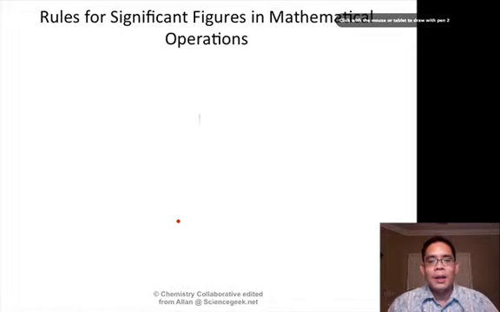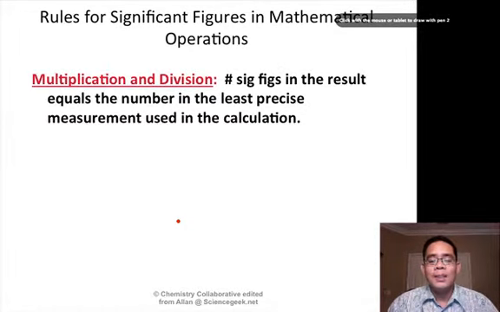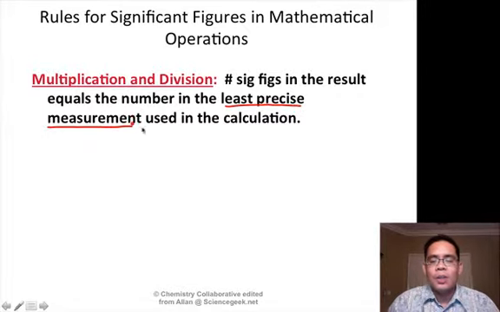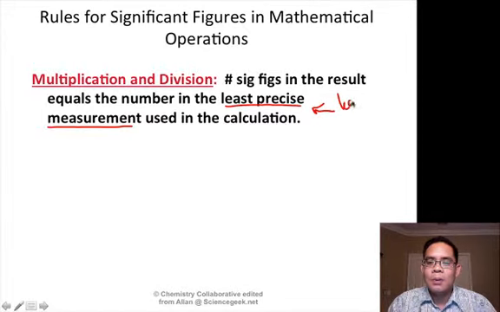We'll start with multiplication and division because this is actually the easiest. And the rule says this: the number of sig figs in the result equals the number in the least precise measurement used in the calculation. So what does this mean when you talk about the least precise measurement? The interpretation basically means that you go with the least number of sig figs, and you round to the least number of sig figs.